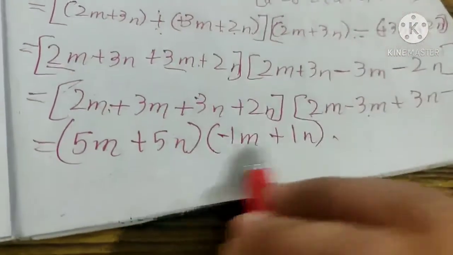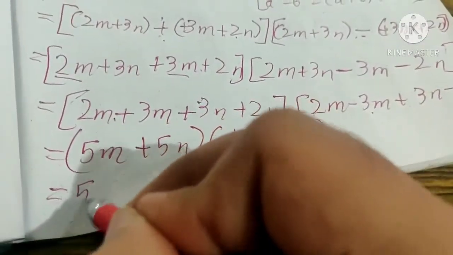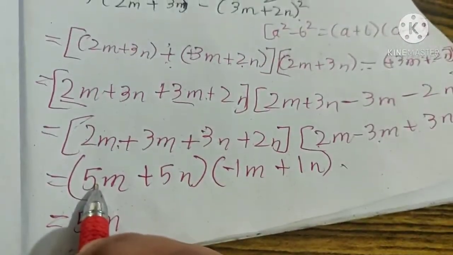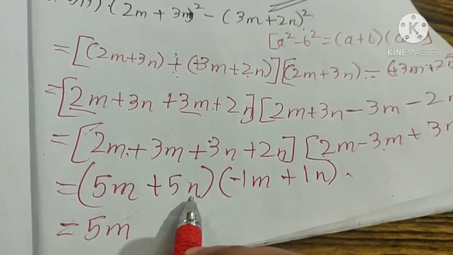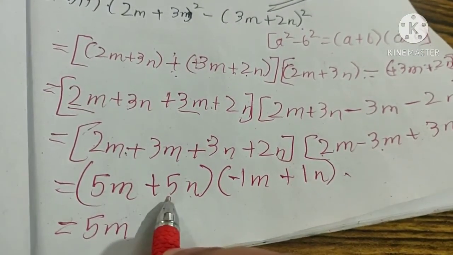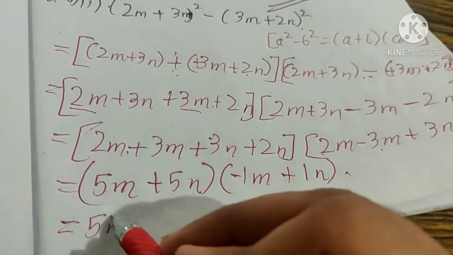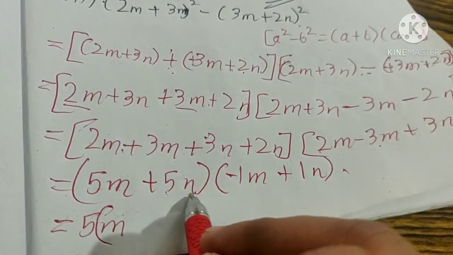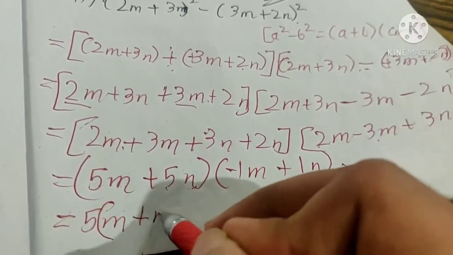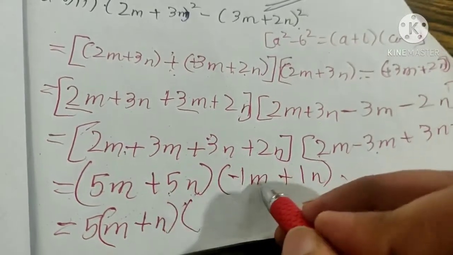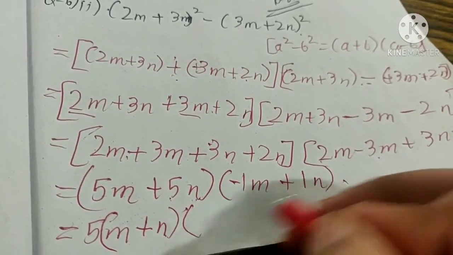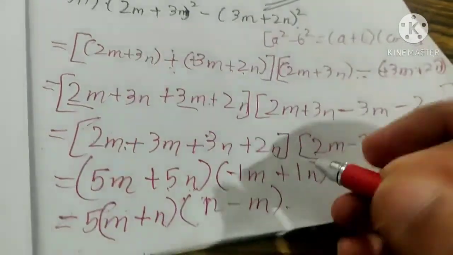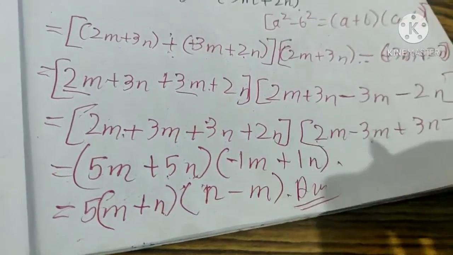Okay. So you can write it as 5m and 5n. So 5 can be taken out as common, since 5 is multiplied with m and 5 is multiplied with n. So 5 into (m plus n), and here it is 1n minus m, that means (n minus m). So this is our answer in this question.